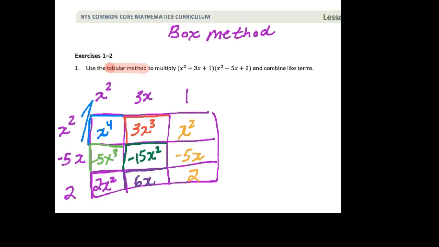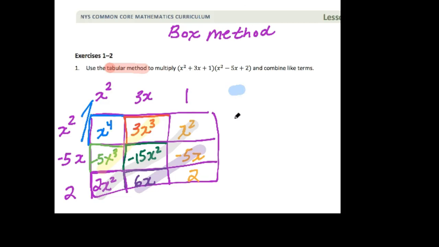Here's what you really need to pay attention to. I hope you notice what's going on diagonally. Look at these two terms here, and look at these terms right here. If you look diagonally, a lot of times you're going to see common terms. So let's go ahead and combine like terms.